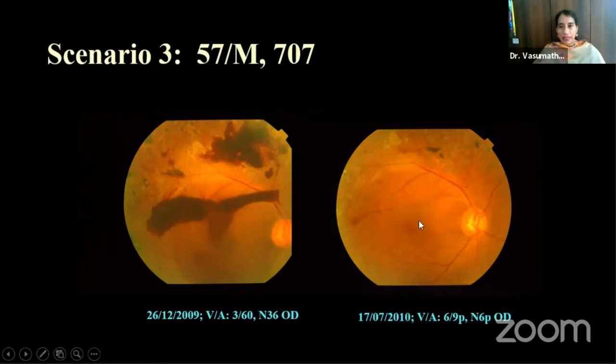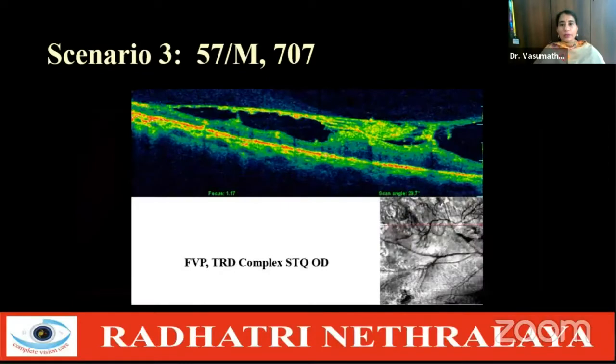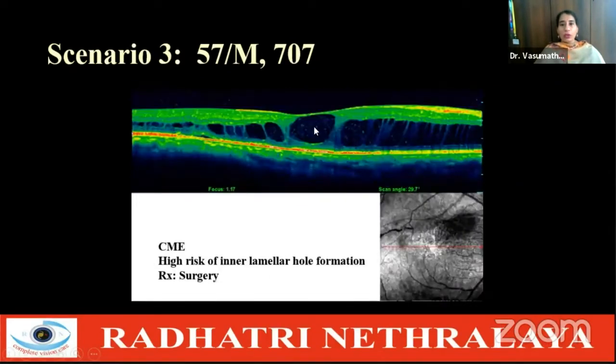And this is the final picture, but let me tell you how we reached there. This is the OCT. We directed the OCT to the supratemporal quadrant TRD complex, and you can see that there's a huge TRD complex pulling the retina. And the foveola, you see, is so thinned out with so many cystoid spaces. So if we operate carelessly, there is a risk of de-roofing and an inner lamellar hole formation. So we did a careful vitrectomy, did not do an ILM peel, and the patient was as we saw in the previous slide.